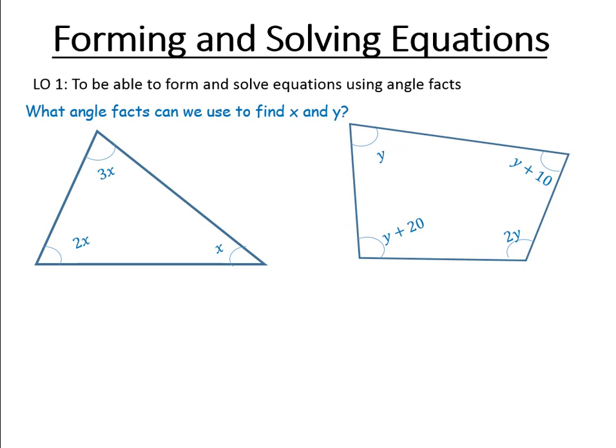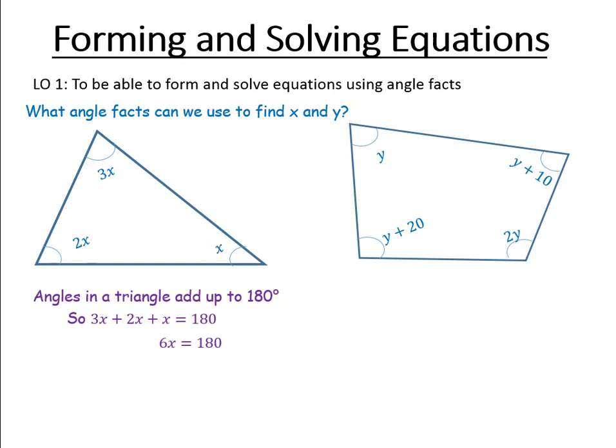Remember, angles in a triangle add up to what? 180 degrees. So all of these three angles, x, 2x, and 3x, if I add them together, give me 180 degrees. Does that make sense? That's it, I've actually formed the equation now. Then, remember from our starter questions 1 and 2, I need to simplify 3x plus 2x plus x. How many lots of x's do I have? I have 6 lots of x's, which is equal to 180 degrees.